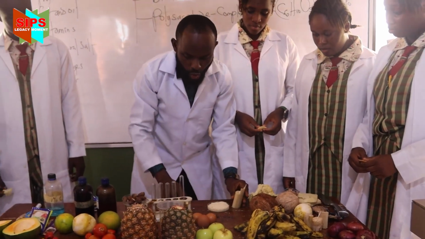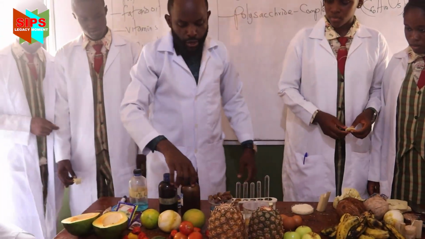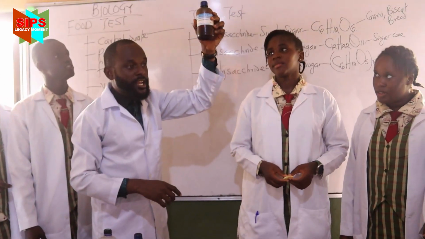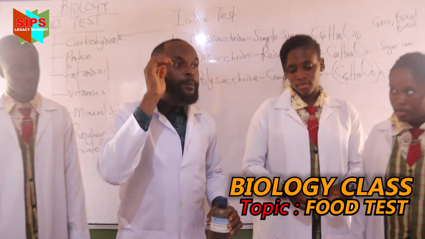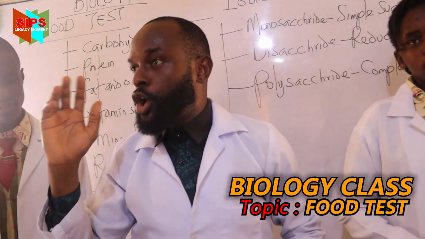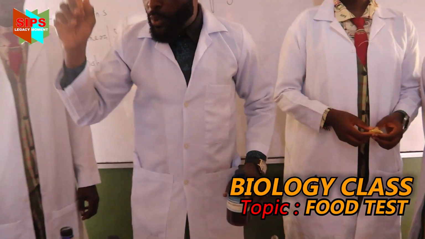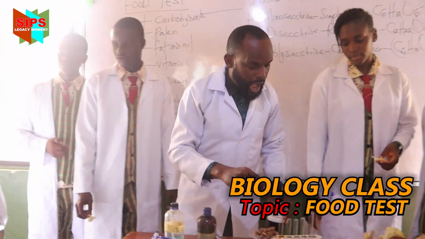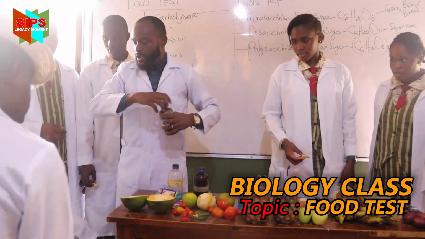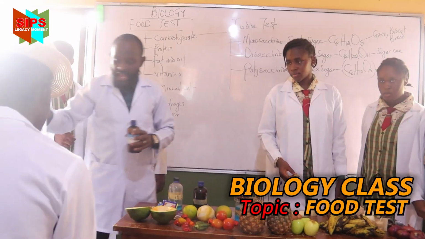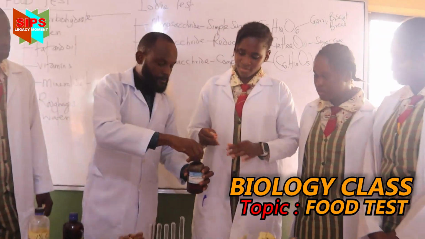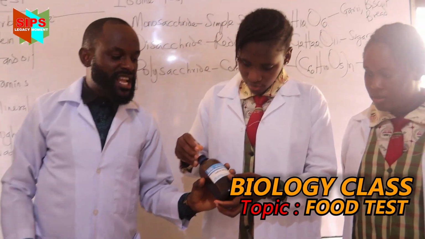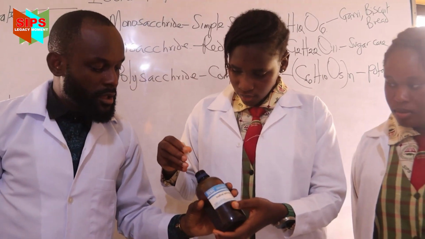For this test, we'll use what is called iodine. What are we using? Iodine. Now, iodine gives us an expected color change, which is what? Blue black. Now let's see whether that is true for the iodine test using our stirrer. I'm going to dip it inside, and we'll see the expected color change, whether it gives us blue black. Yes.